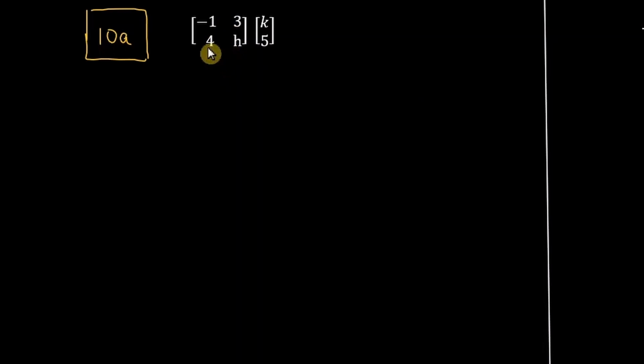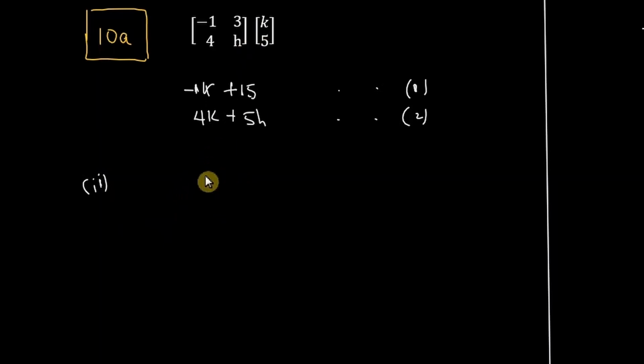For question number 10, let us first expand these two matrices. And therefore, it's negative 1 times k, so it's negative 1 times k plus 15. And the second expansion is 4 times k plus 5h. These are the two expressions that we are getting from the expansion. So the second part of this question, we're given that this matrix product is equal to 0, which means negative 1, 3, 4 and h multiplied by k and 5 is equal to 0, 0.